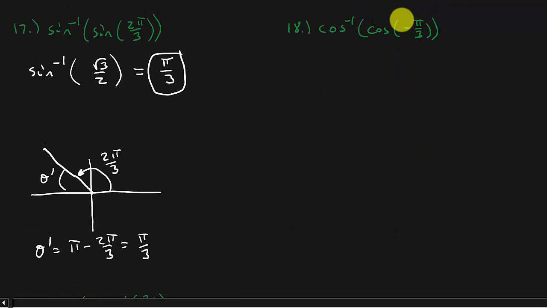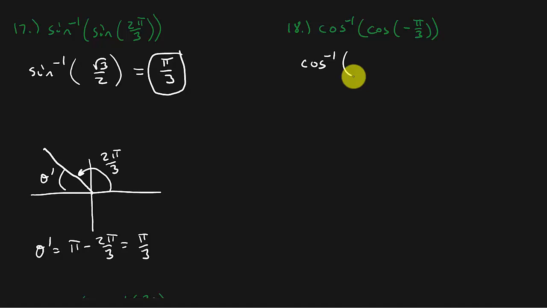All right, let's look at this one. Like I said, work with the inside and work your way out. All right, so we've got inverse cosine of, now I've got to figure out cosine of negative pi over 3. I've got to figure out what that is. Okay, so this goes back to the beginning of your trig class when you were finding the exact value.